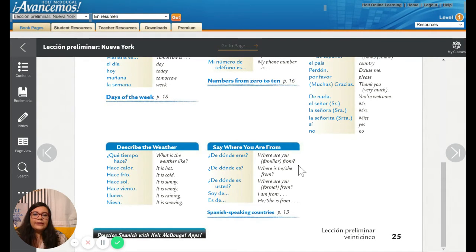Lastly, we have asking where somebody is from, or you telling somebody where you are from. So either asking the question or answering that question. And we also had a lot of countries that we focused on. Those are also found on page 13. That was the page with the giant map.